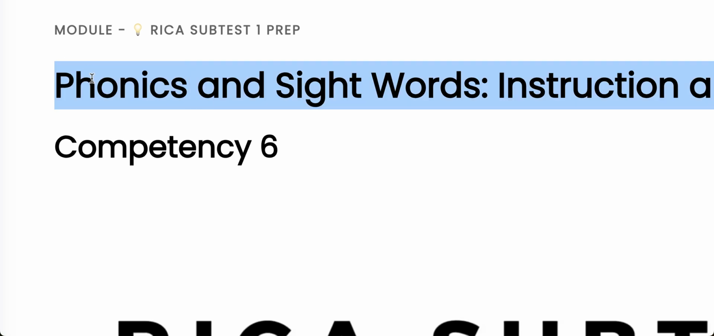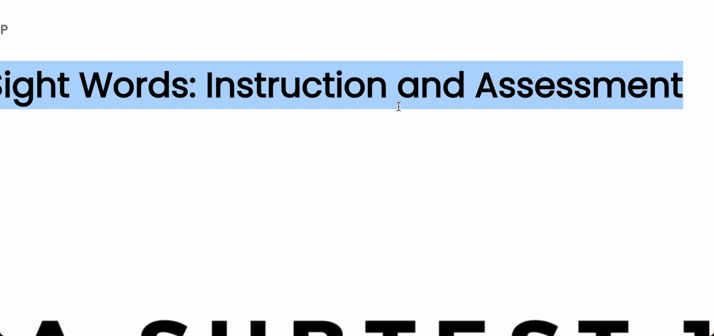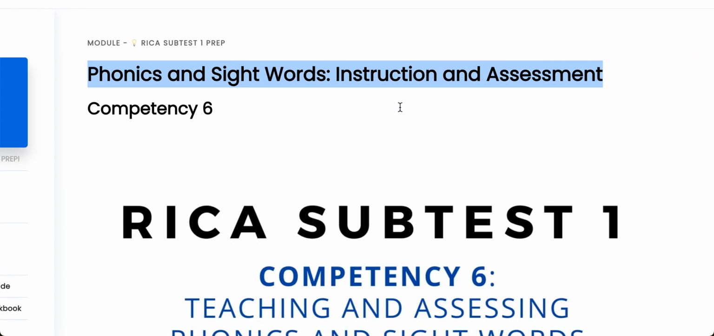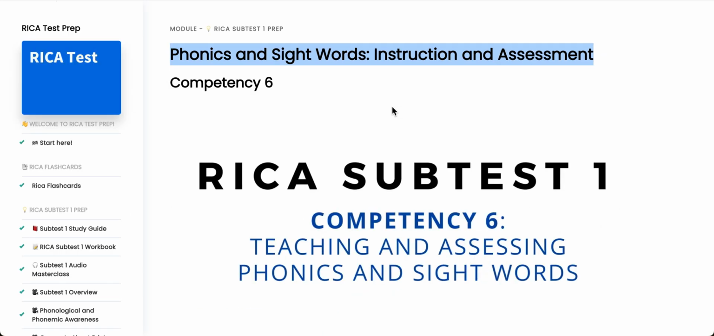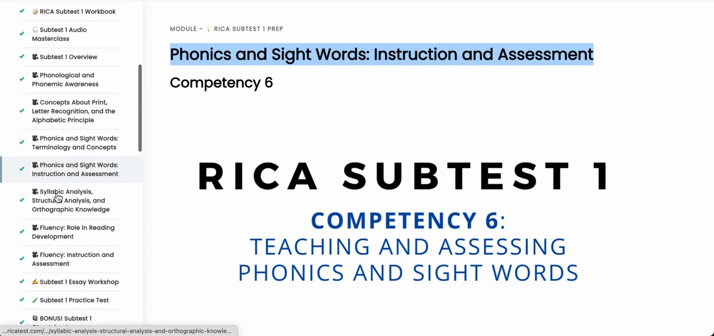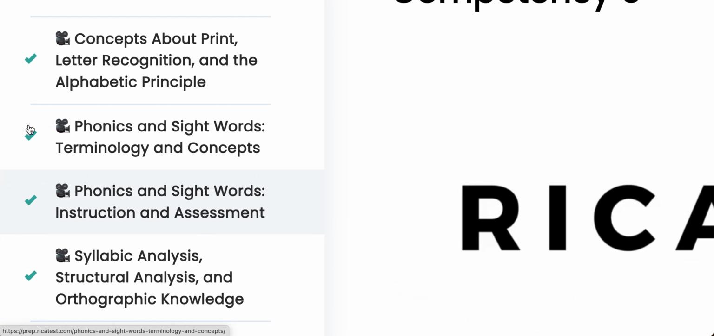Here to talk all about phonics and sight words, specifically instruction and assessment. If you followed along with us in our previous video, you would have seen that we created and completed a quiz all about phonics and sight words terminology and concepts. This one's all about instruction and assessment.